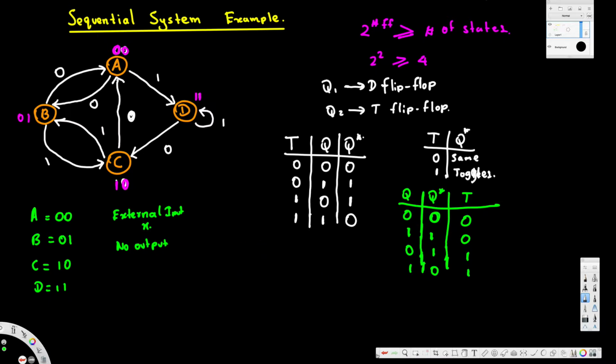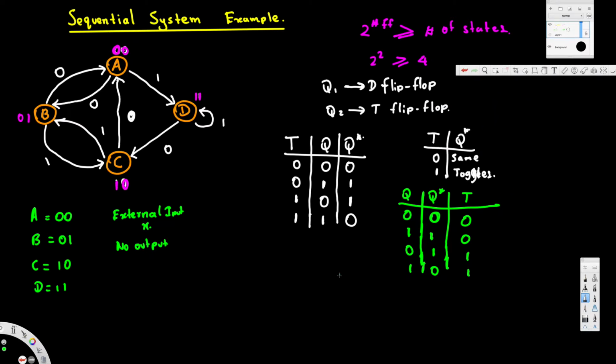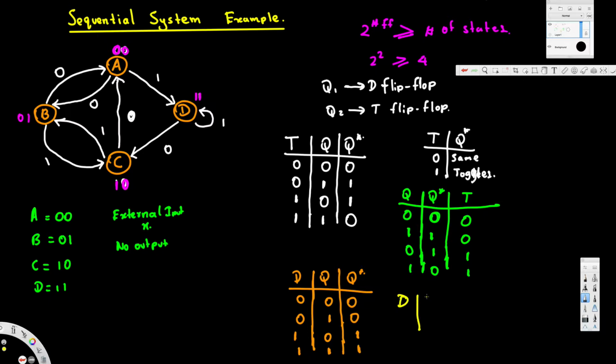Now let's look at the D flip-flop. For the D flip-flop, we have D, Q, and Q next state. If D is 0 and Q is 0, the next state is 0. If D is 0 and Q is 1, the next state is 0. If D is 1 and Q is 0, the next state is 1, and if D is 1 and Q is 1, the next state is 1. The direct relationship is: when D is 0, Q next state is always 0, and when D is 1, Q next state is always 1.